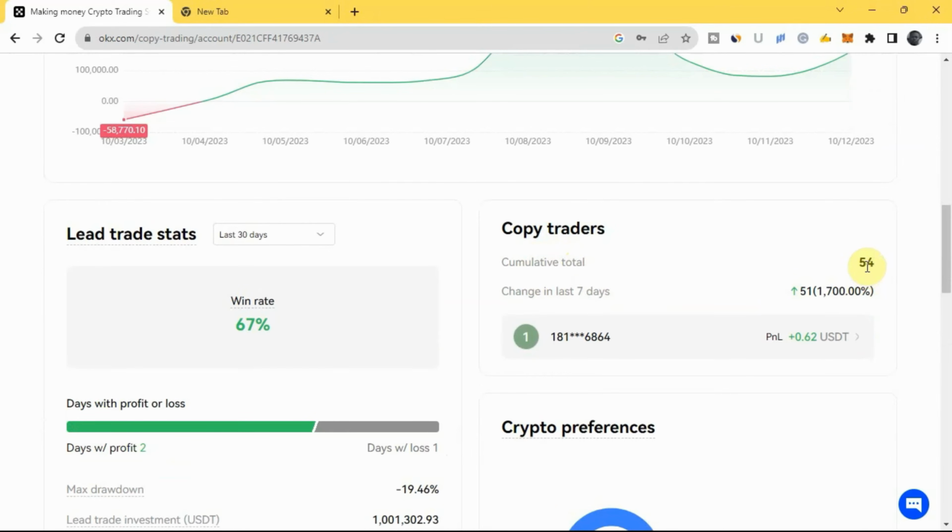So 54 traders have been following this trader right here. And I see change in the last 7 days. So in the last 7 days, 51 people have followed this person. 51 people in the last 7 days. You can see it right here.